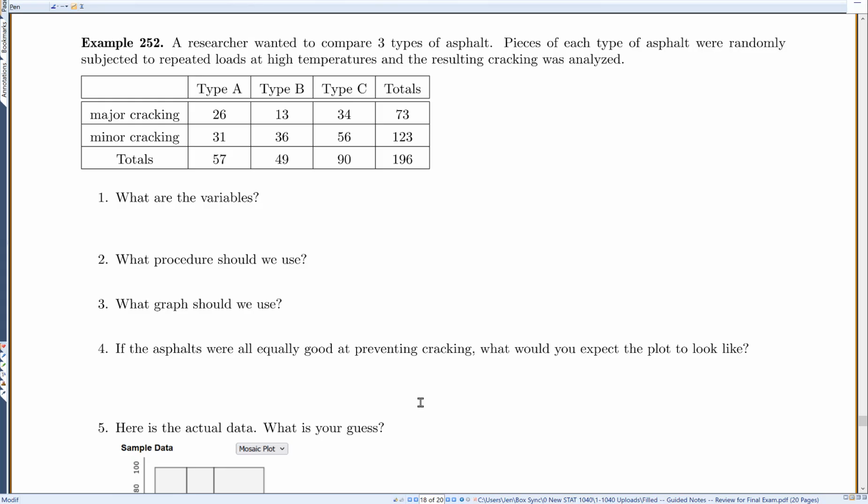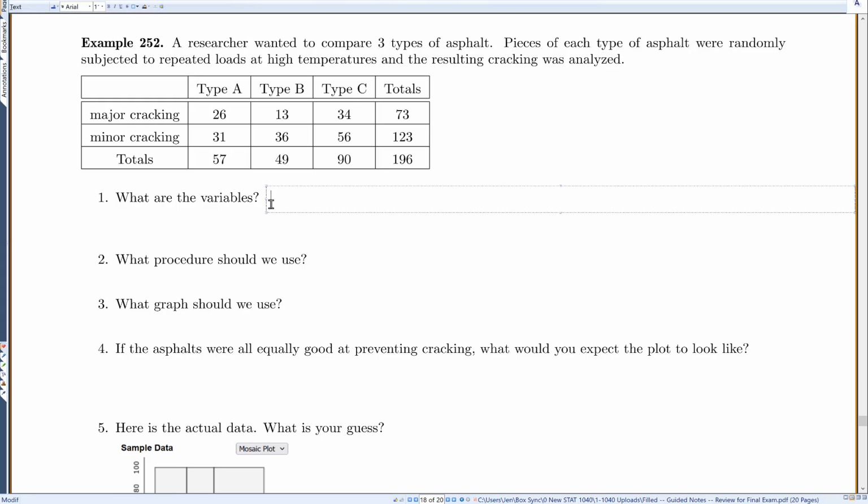Now, let's do a chi-square test. Okay. So a researcher wanted to compare 3 types of asphalt. Pieces of each type of asphalt were randomly subjected to repeated loads at high temperatures, and the resulting cracking was analyzed. So 3 types of asphalt, and they either had major cracking or minor cracking.